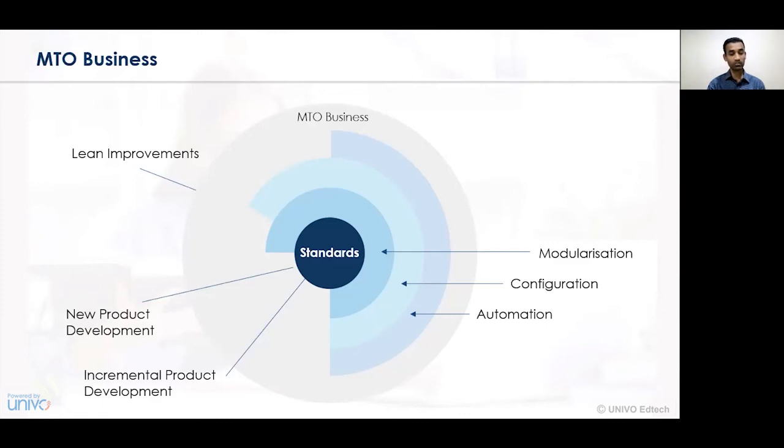MTO business, that is make to order business strategy, focuses on the concept of standardization. The concept of standardization is led by four or five factors. That is, it is related to modularization, the concept of configuration, the concept of automation, new product development, incremental product development, and lastly, lean improvements. When all those activities or functions have been conducted in an effective way, then we can see that the business processes undertaken with respect to the MTO scenario are being well coordinated and giving fruitful benefit to the organization.